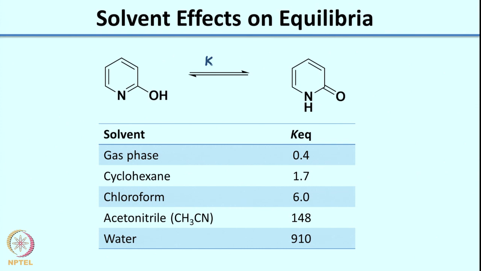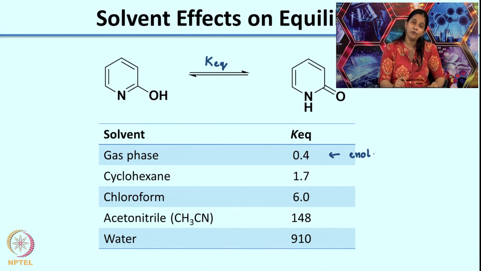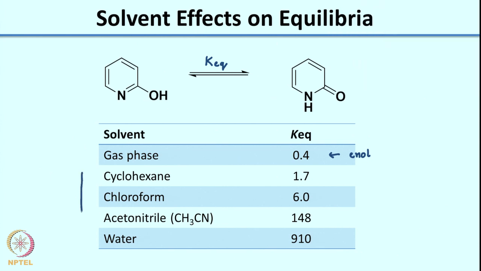So when you look at the equilibrium constant for this transformation, this tautomerization, it is quite intriguing. In the gas phase, what is seen is that the enol form is the major form. So the equilibrium constant is 0.4, favoring the enol form. But as soon as you put it in a solvent, it shifts greatly towards the keto form. And as you increase the solvent polarity, going from cyclohexane to chloroform to acetonitrile to water, you see a corresponding increase in the keto form.